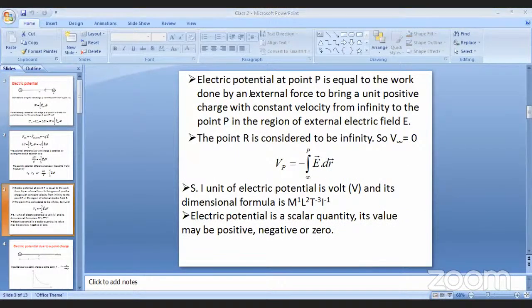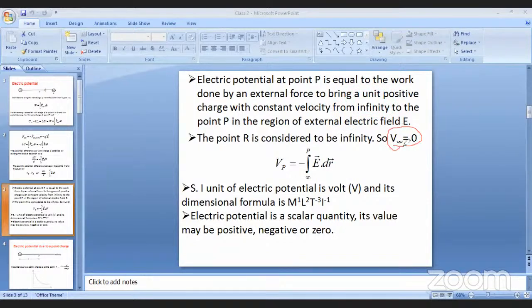And here you see this is the work done to bring a unit positive charge. That means the charge value of that test charge is 1 coulomb, and you have to consider the reference point as infinity instead of R. Infinity instead of R.